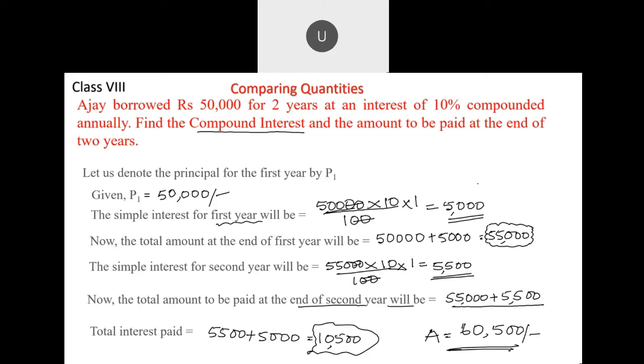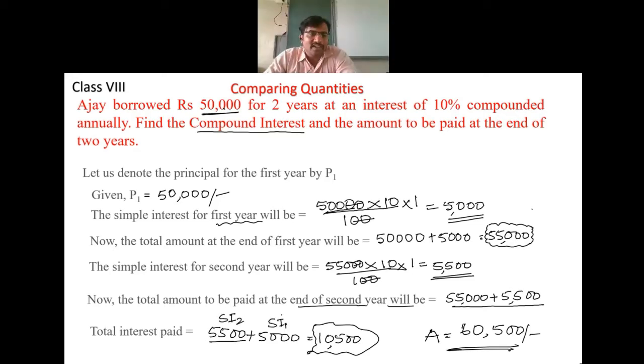Sir, 71,000? Wait, Shobhan is telling some other answer. Yes, Shobhan? Sir, 60,500 plus 10,500? No, no. This 10,500 is only the interest which is calculated on 50,000, SI1 and SI2. See, 5,500 is the interest for the second year, SI2, and this is SI1. Yes, 10,500 is the compound interest.